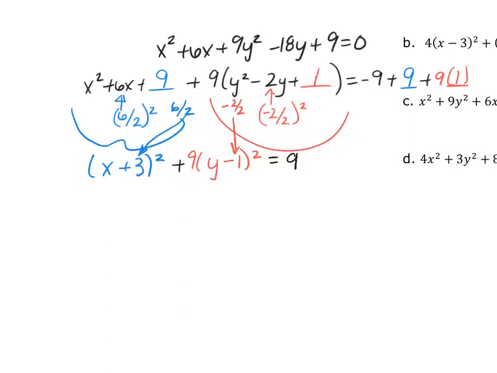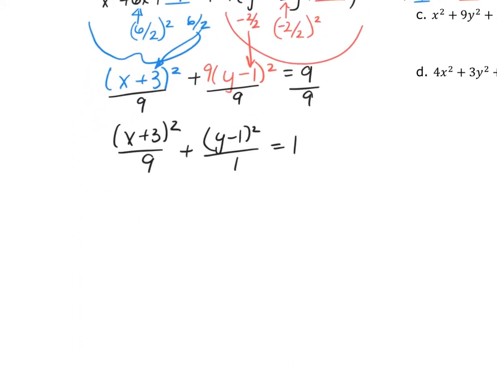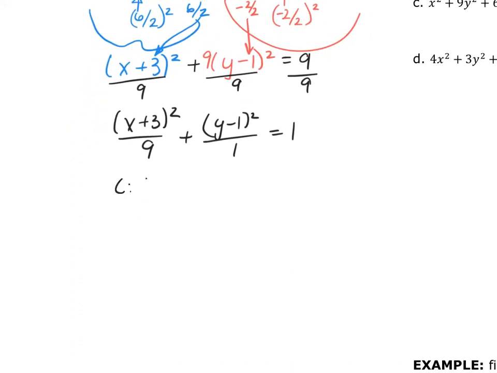So now the last step is I do need to divide each thing by 9 because it has to be equal to 1. And so I end up with x plus 3 squared over 9 plus y minus 1 squared over 1 is equal to 1. Where is my center on this? Negative 3. So my center is negative 3 and positive 1.